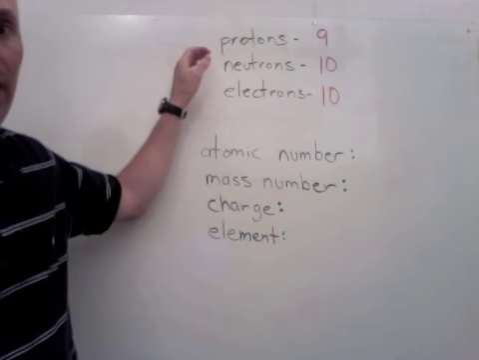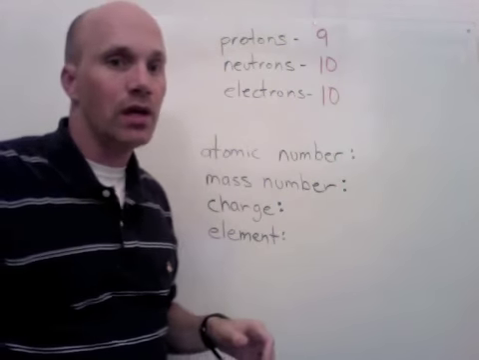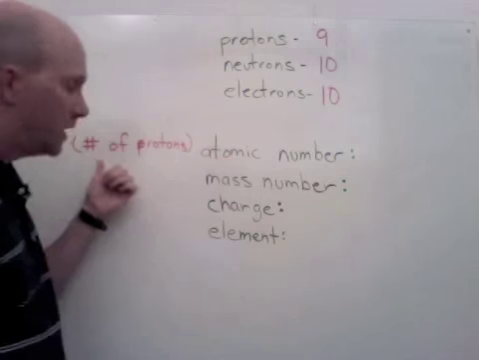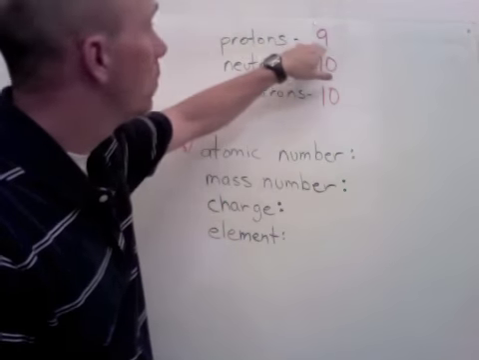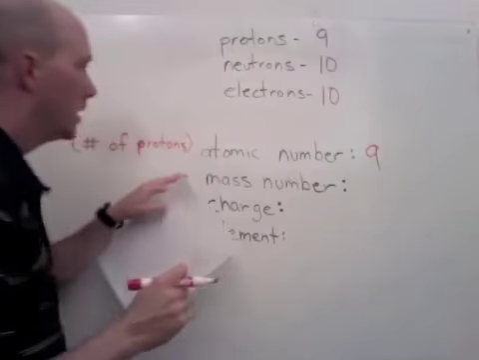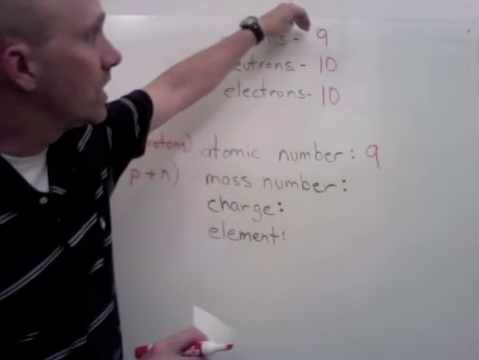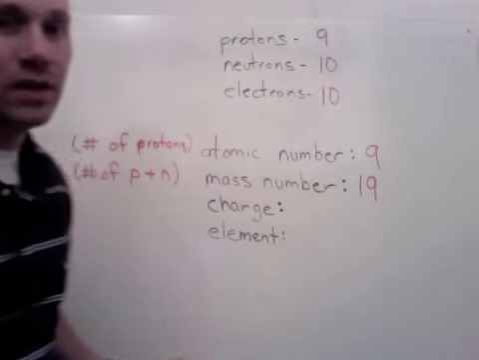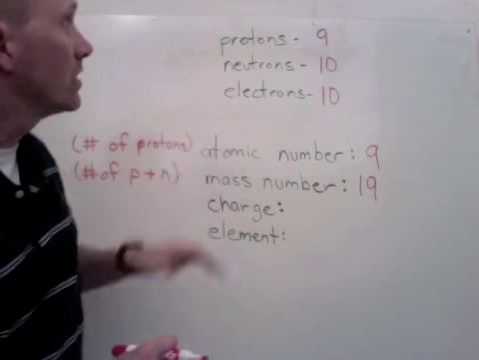So this just says that you've got an atom that's got 9 protons, 10 neutrons, and 10 electrons. Okay, so we should be able to calculate all this information here. So atomic number, it's just the number of protons. Okay, so the atomic number is just going to be whatever this is right here. Okay, mass number, that's the number of protons plus neutrons. So you just take 9 plus 10. That gives you 19.